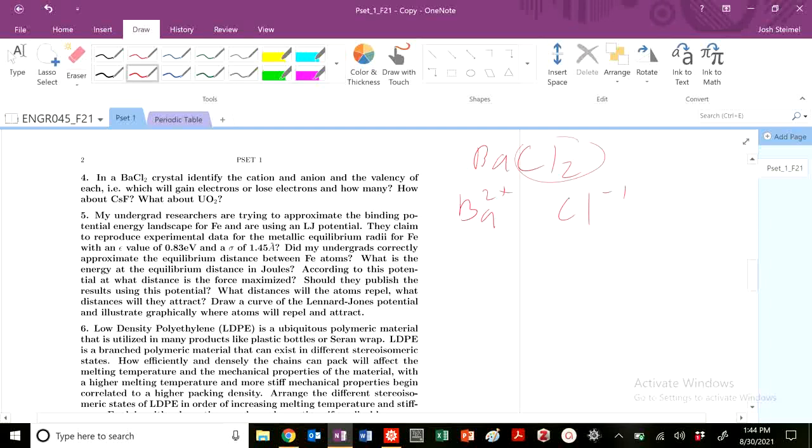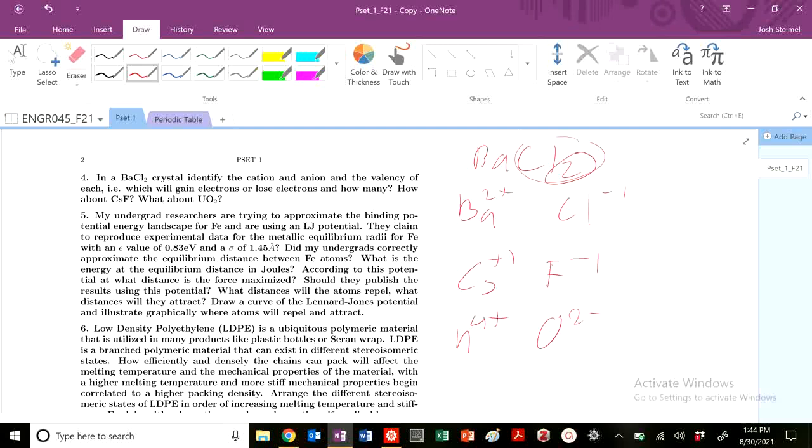And then what about CsF? So Cs is +1, F is -1, same principle. U is going to be 4+, O is going to be 2-. And again, I need 2 of those. This number here denotes the amount, so I need 2 oxygens. I must maintain electroneutrality. That's the key concept here.